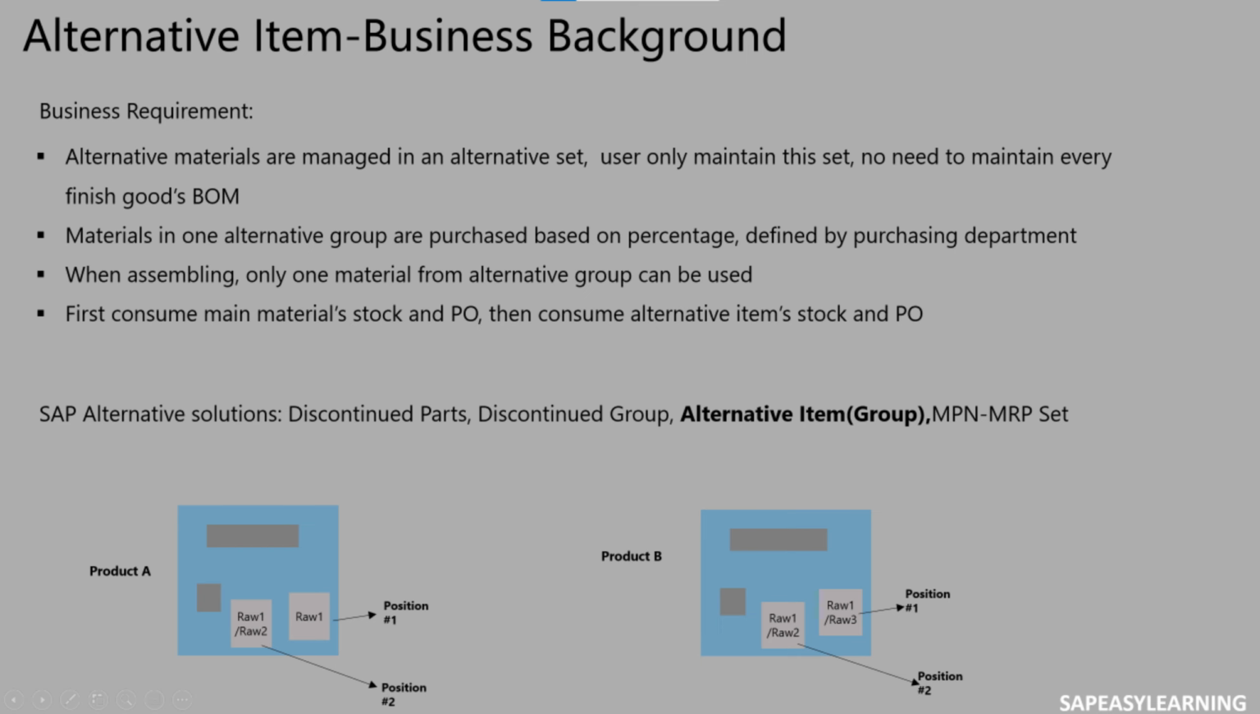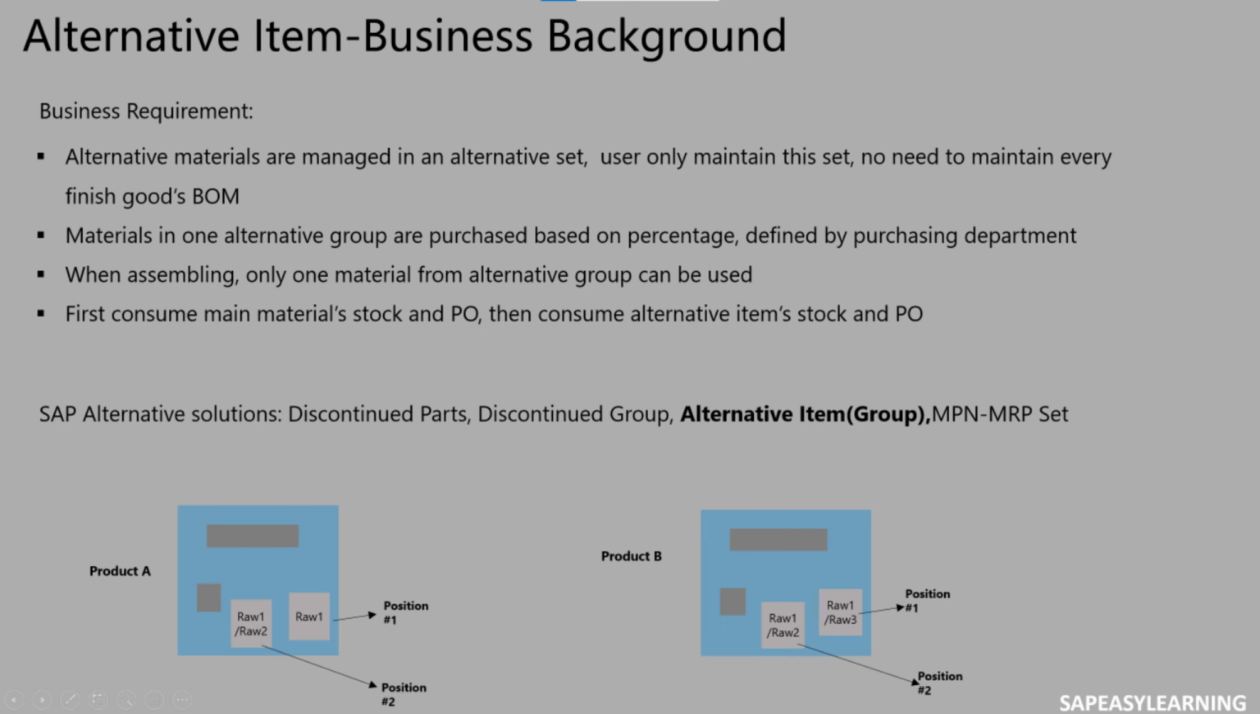Actually, SAP provides many alternative solutions, like discontinued parts, alternative items in BOM, or even MPN MRP set. After discussion with the user and testing, I found the alternative items solution is the most suitable for this scenario. But we still need to do some enhancement to meet some special requirements. But that's not the point for today's session. Let's go back to the alternative item solution.